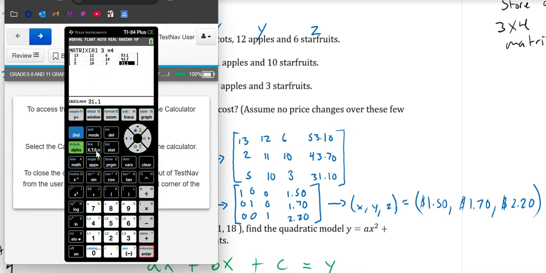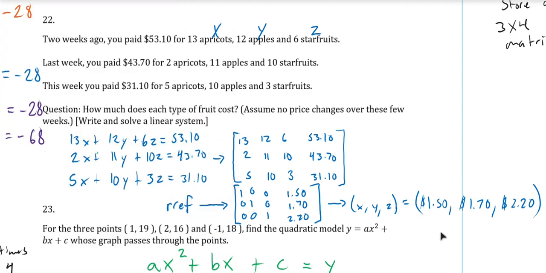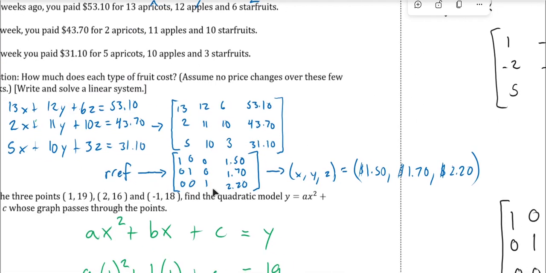So once we have these values loaded, we can fire off the exact same command again to put this in reduced row echelon form. And this will give us the prices of $1.50, $1.70, and $2.20 for my apricots, apples, and starfruit respectively. We can then take that output and encode it into our answer as follows, and that would be that.